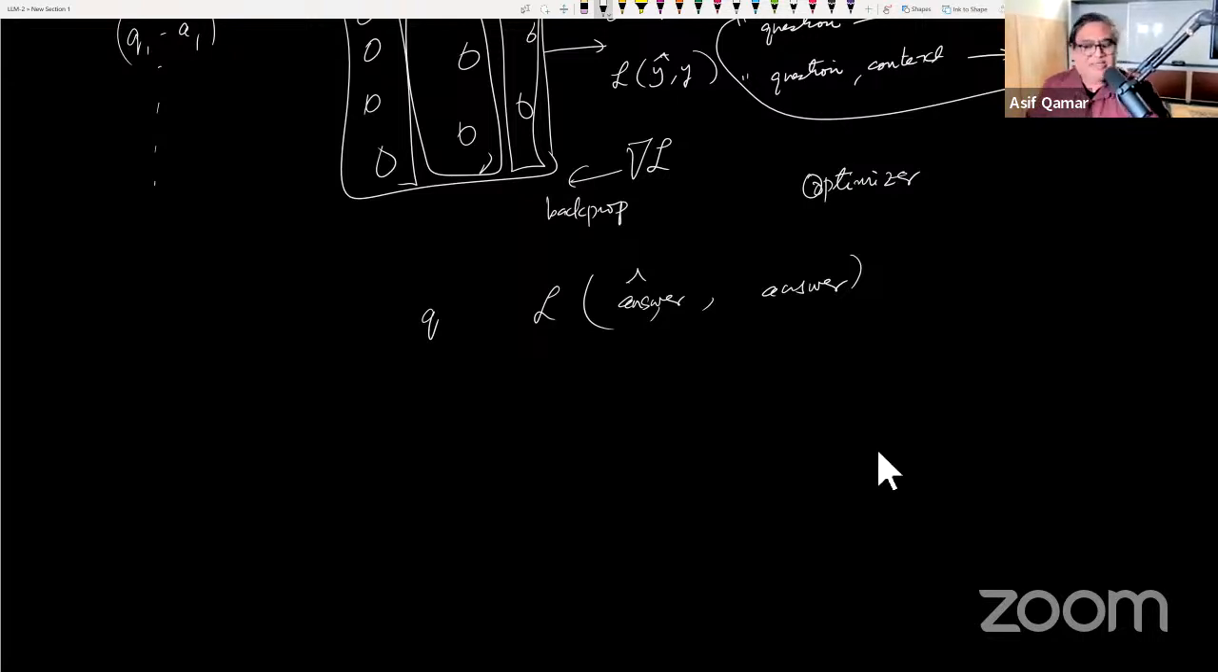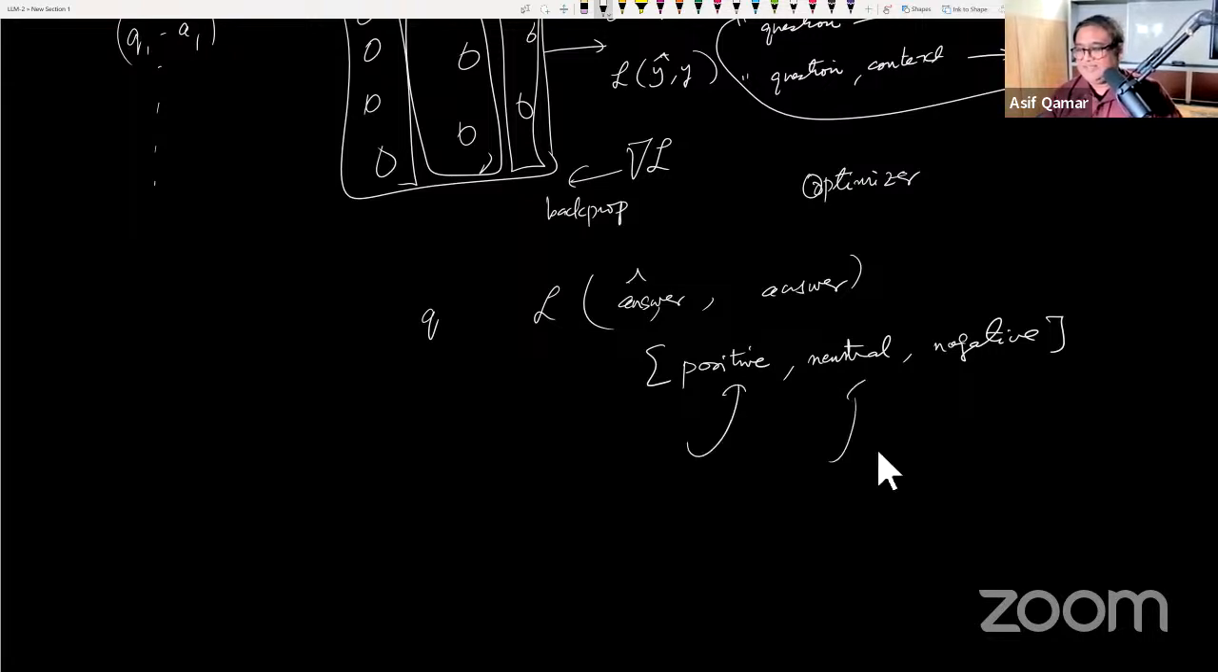So let's make it very concrete. Let us say that your problem is sentiment analysis. So you want to make sure that the sentiment analysis comes out as positive, neutral, negative, one of these three. You ask the LLM, you give it a few statements, to always predict in this set. Right?